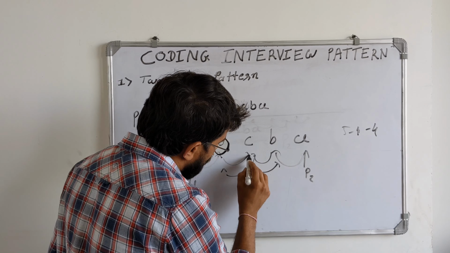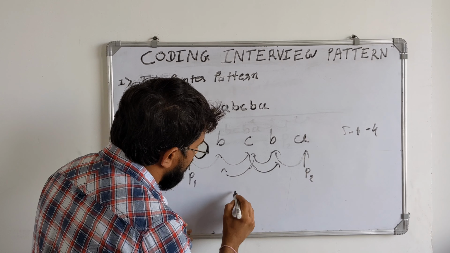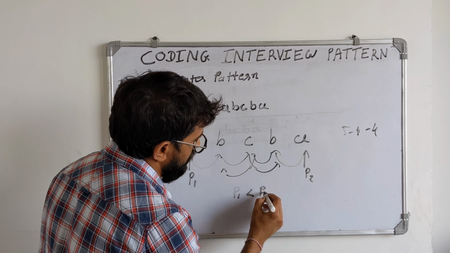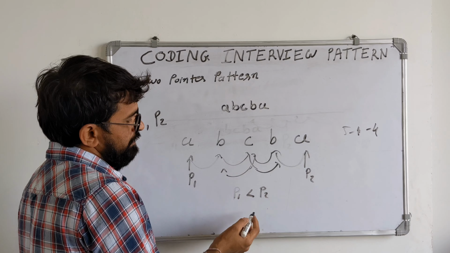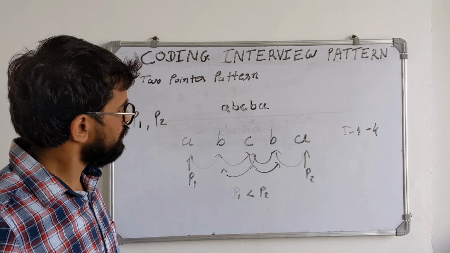Once they cross each other, we will stop comparing. That means we will compare till P1 is less than P2. Once this becomes reversed, we will stop and we will say, okay, this string is a palindrome.